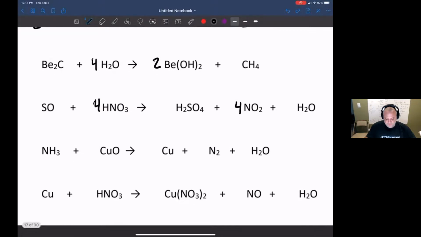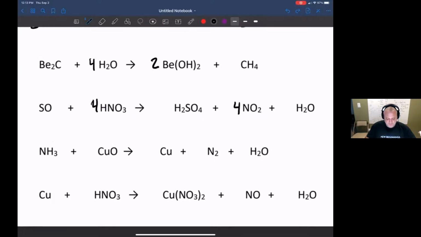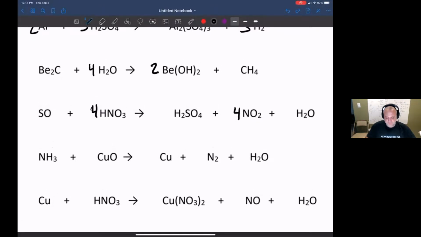All right, so let's do this next one. Ammonia plus copper 2 oxide yields copper, nitrogen, and water. So in this case, it looks like I would start off with the nitrogens because they're not balanced. And the only way to balance the nitrogens on the left side would be to use a 2 there. Coppers are balanced, oxygens are balanced. It's just hydrogens I need to work with.